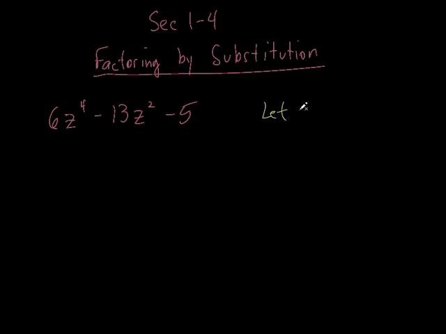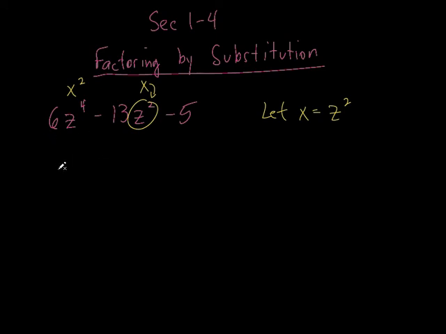This is what we say: let x equal z squared. Because remember, this kind of looks like something x squared, something x, and then a constant. So I'm going to take an x and put it in for this z squared. That's our substitution. Let's not use z squared, let's just make it an x. And then I can rewrite it. It's going to look a lot easier, like stuff that I've done before.